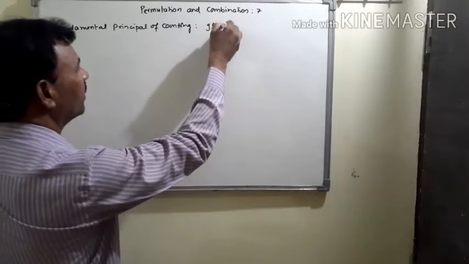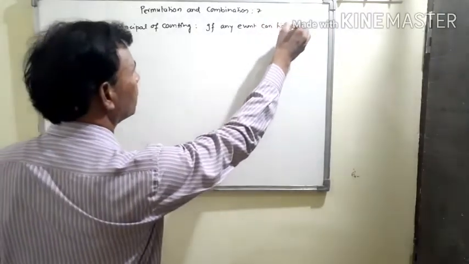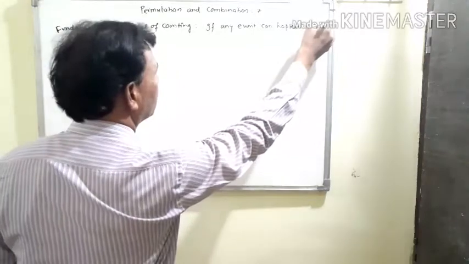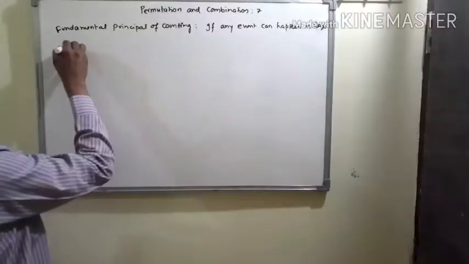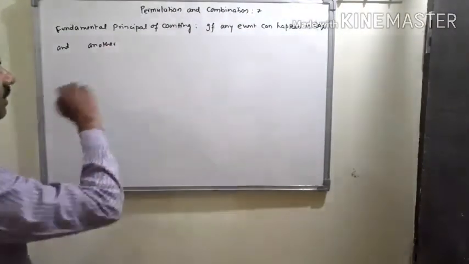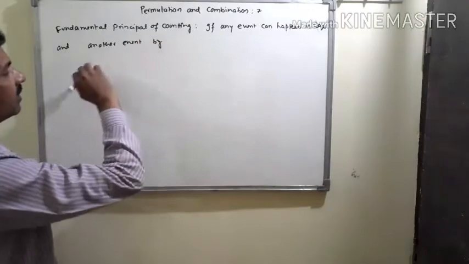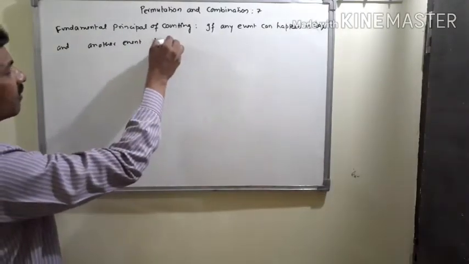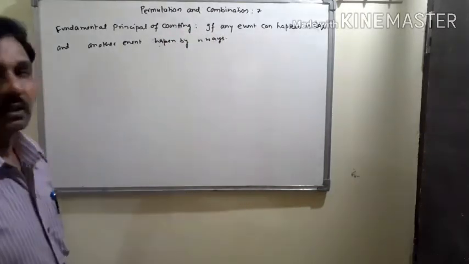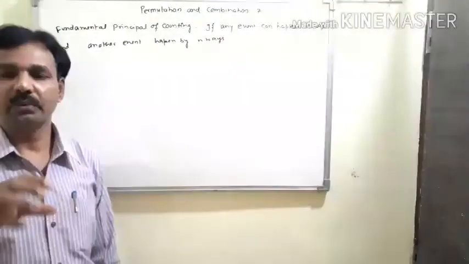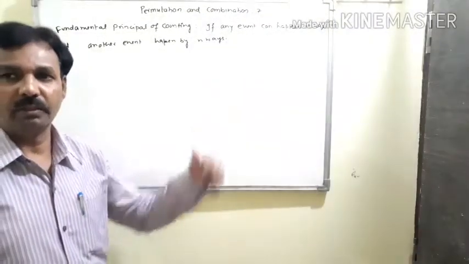If any event can happen in m types or m ways, and another event happens by n ways, then how many total number of ways are there to happen m and n, that means both events?